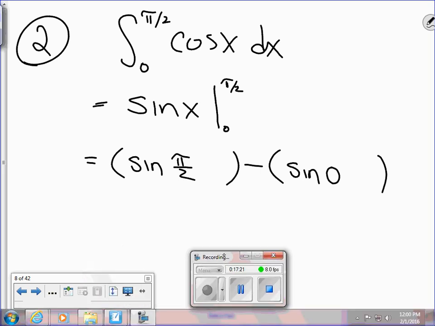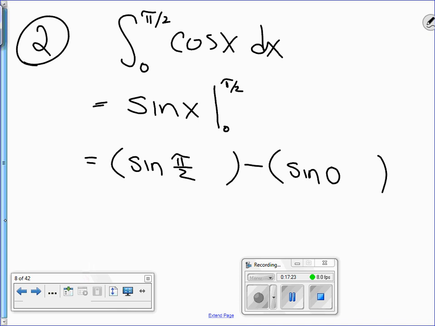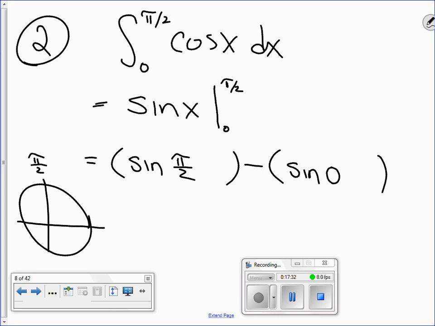Now again, we don't need our calculator. We've got the unit circle. So if we think about our unit circle, pi over 2 is up here. The sine of an angle, is that the x or the y coordinate? The y, right? So what's the sine of pi over 2? 1. And then minus the sine of 0, what's the sine of 0? 0, right? So the definite integral of cosine from 0 to pi over 2 equals 1.